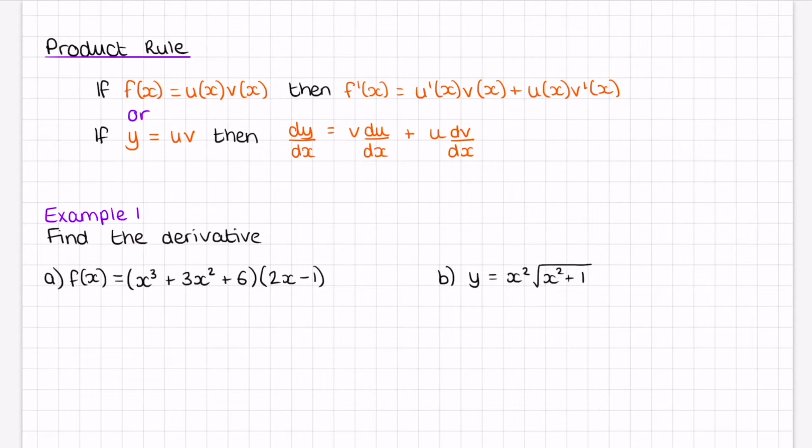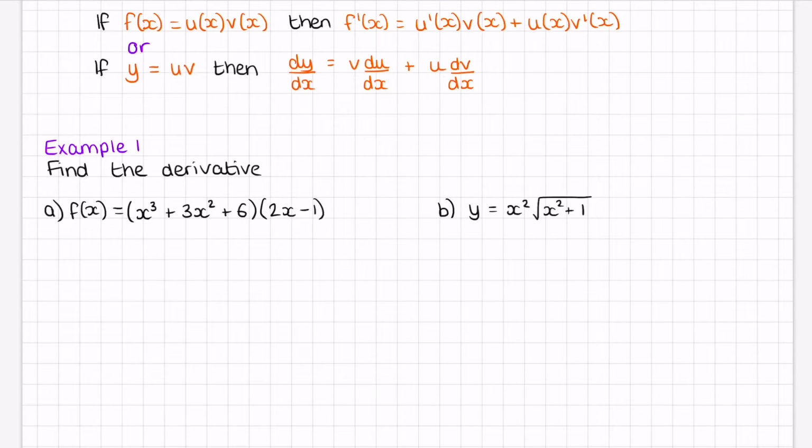Alright, so let's have a look at some examples so you can see how this works. So in this first one, we've got to find the derivative. F of x equals x cubed plus 3x squared plus 6 multiplied by 2x minus 1. So you see here we've got one thing with x's in it multiplied by something else with x's in it, which shows us it's going to be a product rule. So when we do this, we label the first part of the product u. So we're going to have u equals x cubed plus 3x squared plus 6. And v will be the second part of the product, so 2x minus 1.